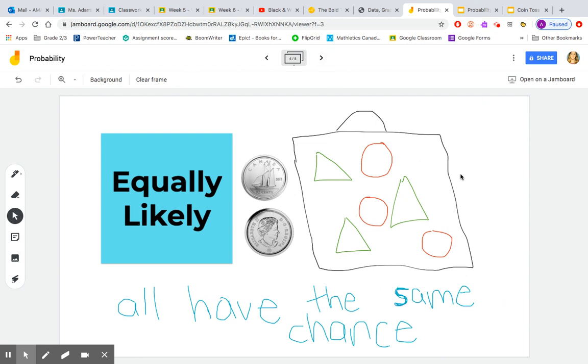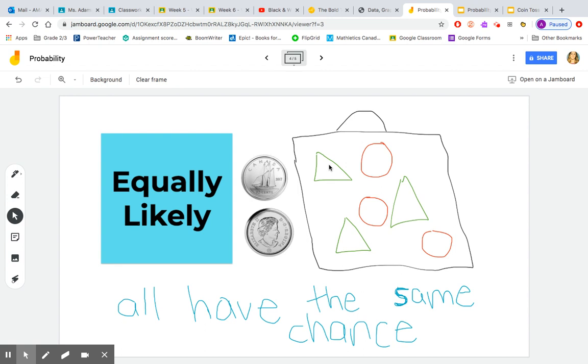Now, this one is a little bit tricky. This is equally likely. So this means that all have the same chance of being picked, of winning. So, for example, if we have a bag, and in this bag we have different shapes, we have three red circles, one, two, three, and we have three green triangles, one, two, three. Now we have the same amount of red circles as we do green triangles. They both have three. So that means it is equally likely that I will pick a red circle and it is equally likely that I will pick a green triangle. They both have the same chance of being picked because there are the same amount of triangles and circles in the bag.